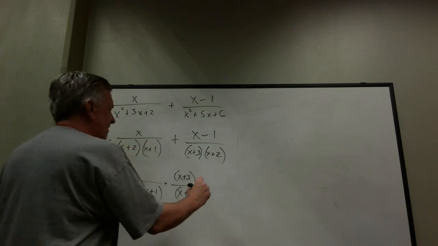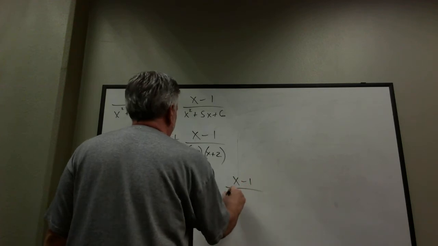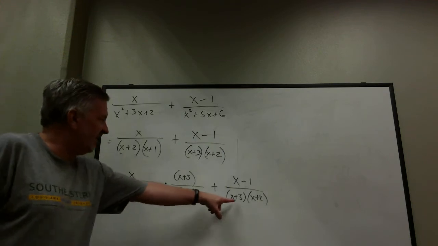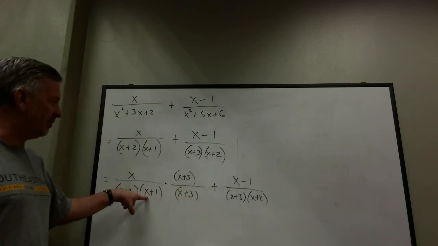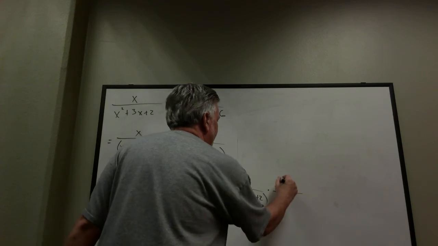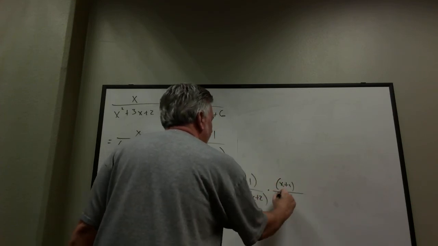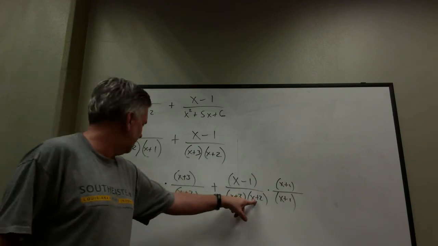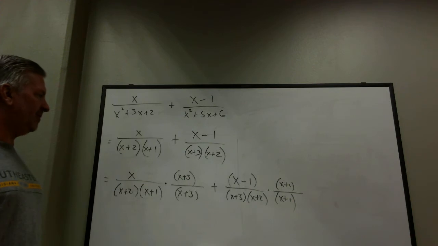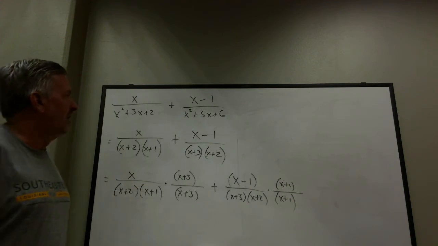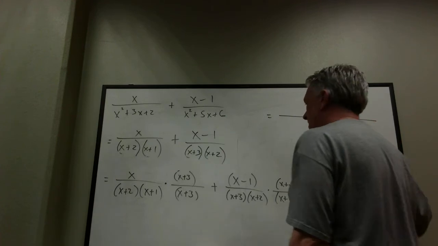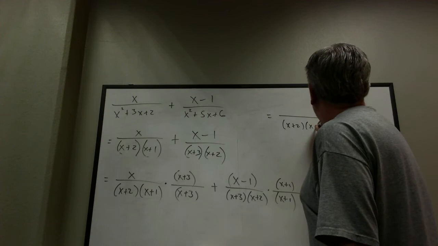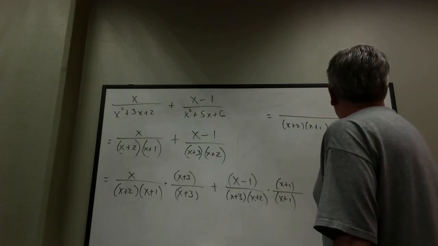Now, what do I have to do to this one? Right? So this has an x plus 3 and an x plus 2. This one needs an x plus 1. So I need to multiply this by x plus 1 over x plus 1. So notice they will both have an x plus 2, an x plus 1, and an x plus 3. So that'll give us our common denominator. Okay? So let me go and write down the common denominator here. They have an x plus 2, an x plus 1, and an x plus 3.